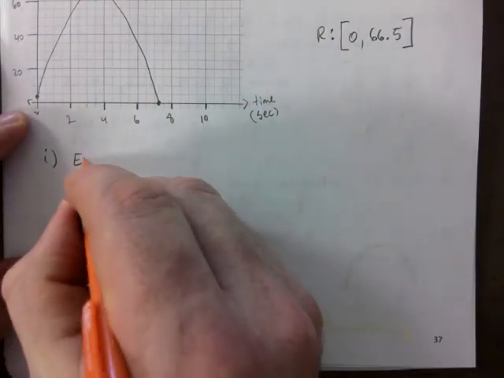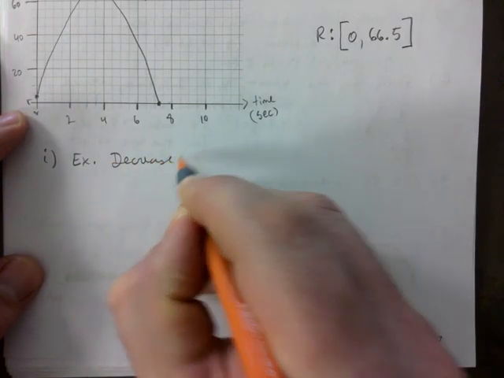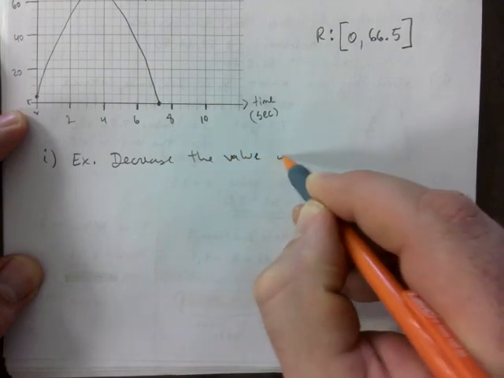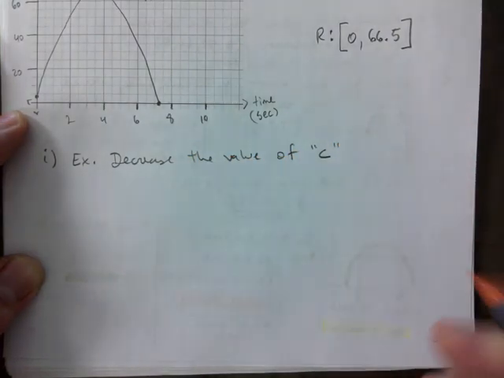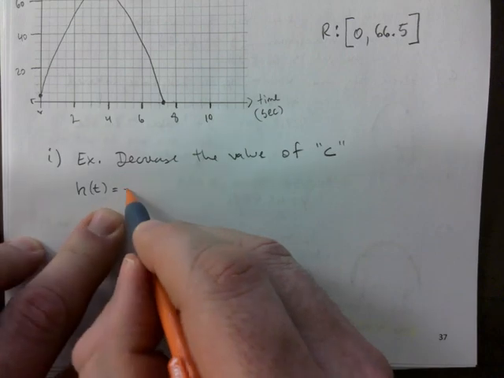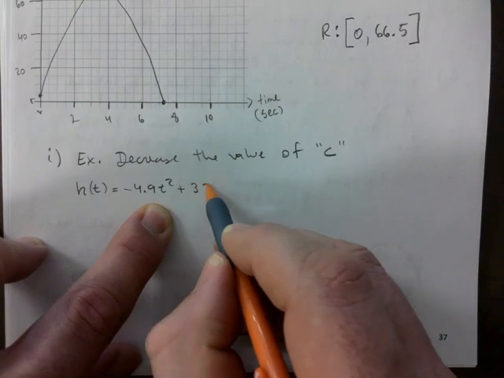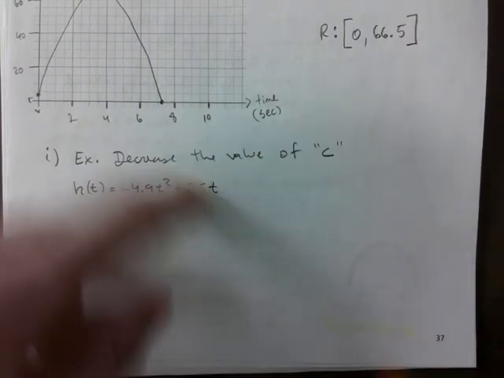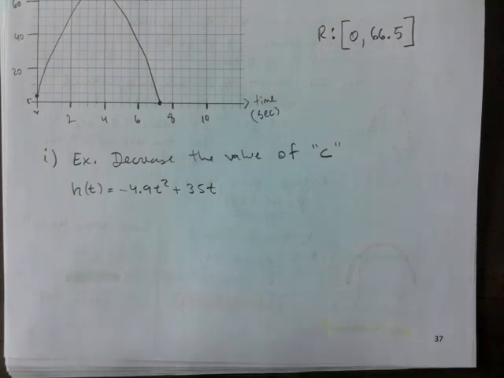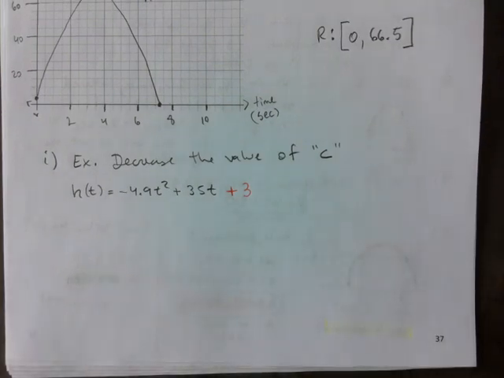Stay with me because, so basically, example, decrease the value of C. That's all you need to do. So if I go, well, this is another ball that was hit, I will copy everything the way it is. However, the C value, I'm going to give it a different color. You could go +3. And you're like, how so, Mr.